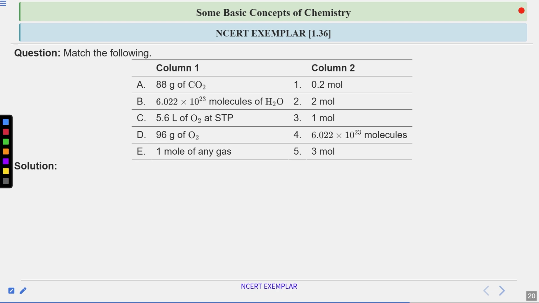So for C, it is 5.6 liters of O2 at STP. We know that at STP we have 22.4 liters of any gas if we have taken 1 mole of that same gas. Now, does anyone have any issue with this STP thing? How are we coming to this point that we have 22.4 liters? You can ask it now if you have any issue.